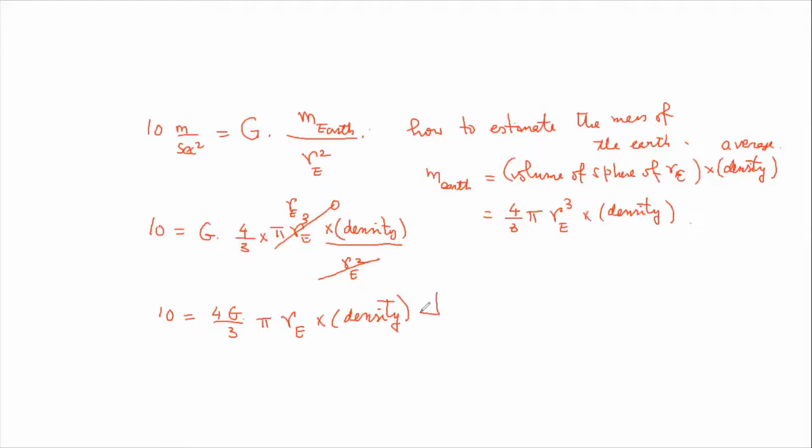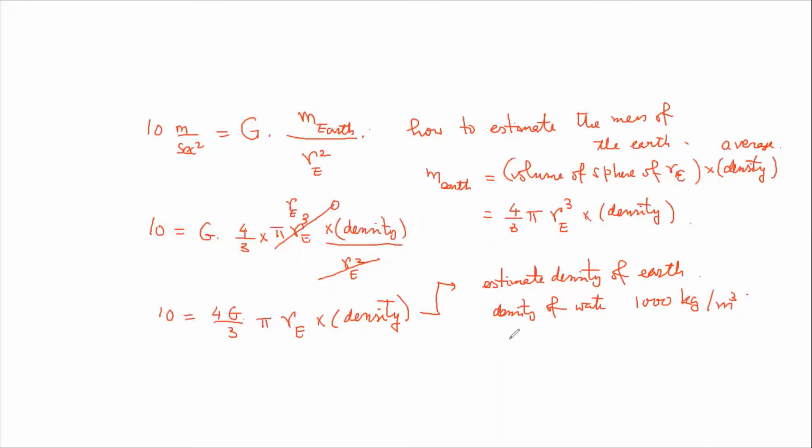So now you have to estimate the density of Earth. There is no easy way of estimating this, but you can see that a lot of the Earth is water, and then there are rocks, sand, and everything. So the density of water is approximately 1000 kg per meter cubed. So 1 cubic meter of water weighs 1000 kg.